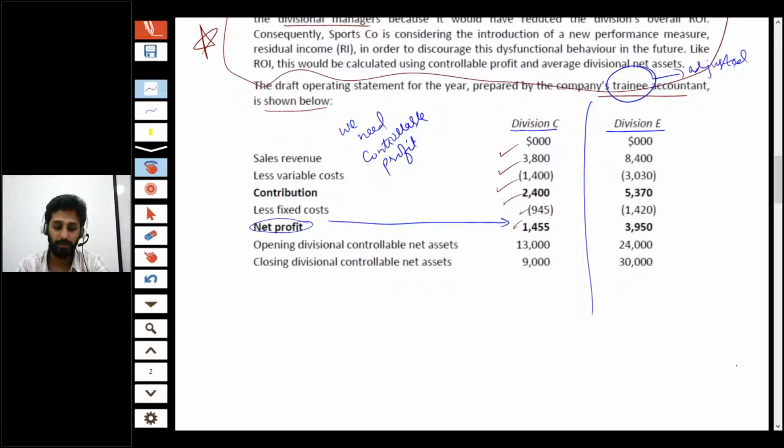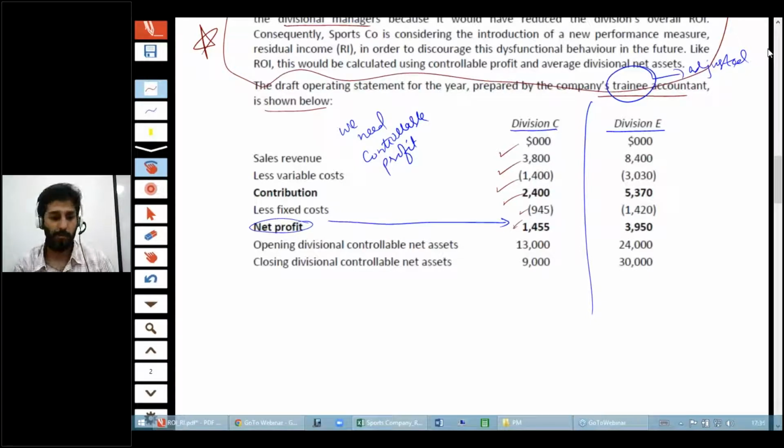All right. Division C and division E. There are a few costs which are included, which should not have been included. So I will have to add it back, right?